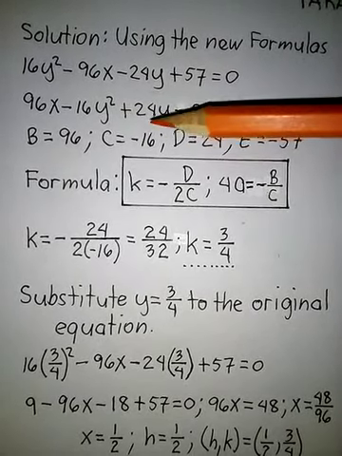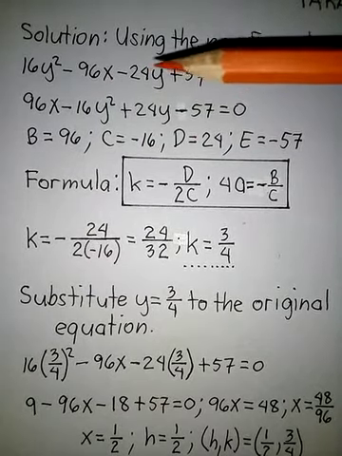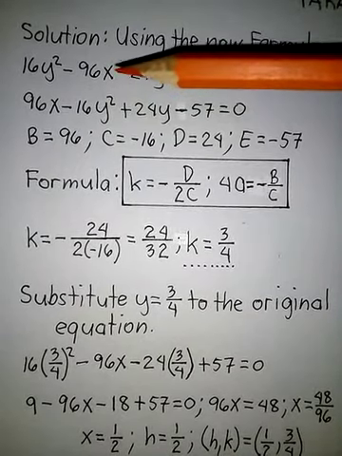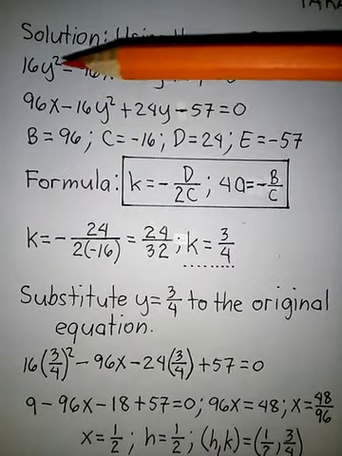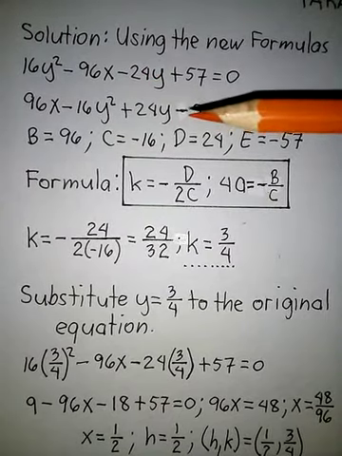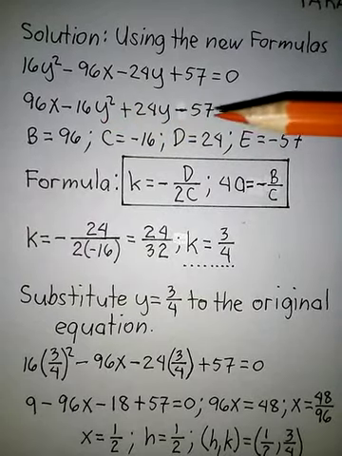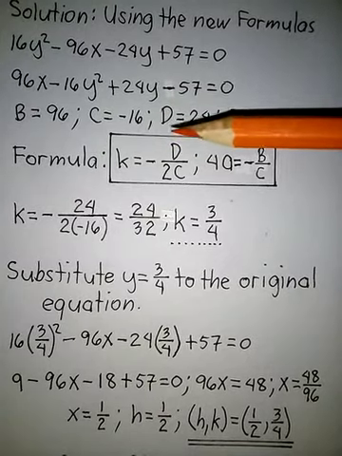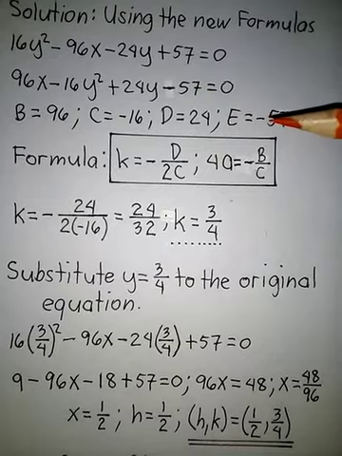So, let us change all the signs of the variables and then write first the term with variable x. So, from negative 96x, we will have 96x, and then negative 16y squared, 24y, and then minus 57 is equal to 0. So here, from this revised equation, we will have b is equal to 96, c is equal to negative 16, d is equal to positive 24, and e is negative 57.